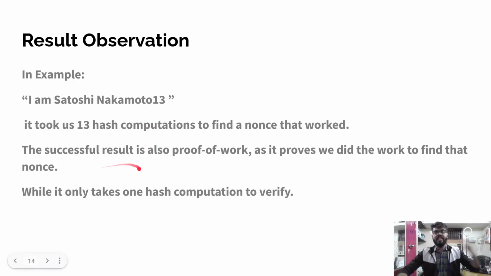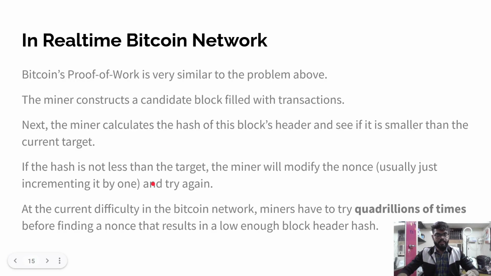So this successful result is also the proof of work, because we have done this amount of work in order to find the correct nonce value, and it takes only one iteration to verify whether this hash works. If I give you this string and tell you 13 is the nonce I found, you can easily append the two, give it to SHA-256, and find out whether the resulting hash is less than the target hash or not.